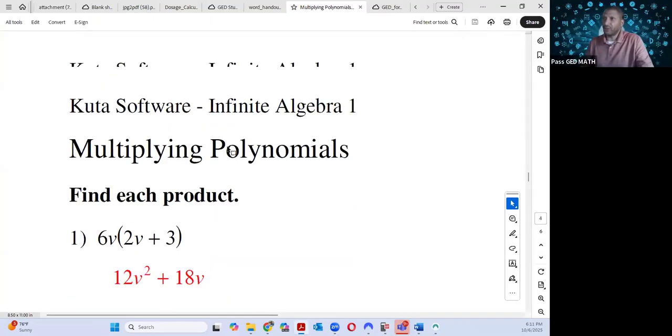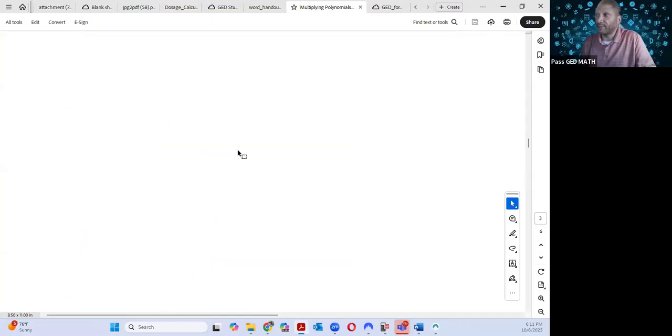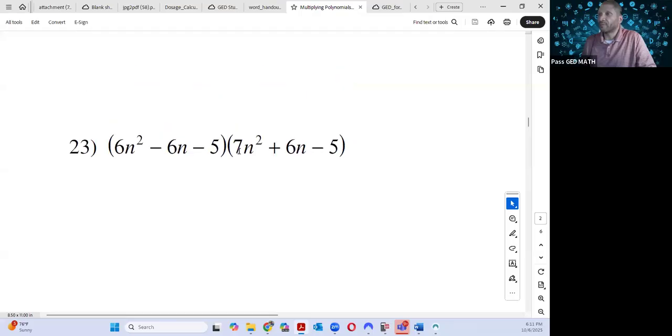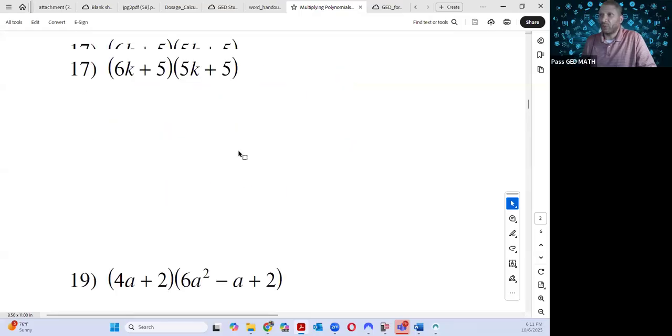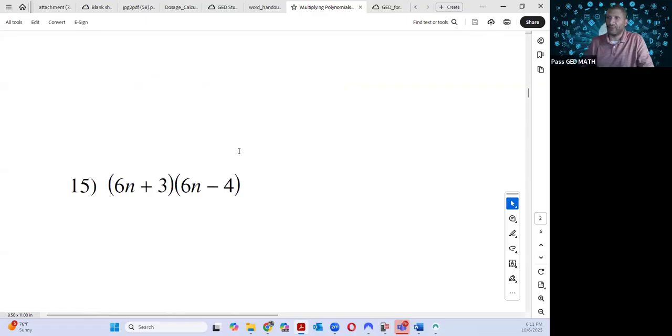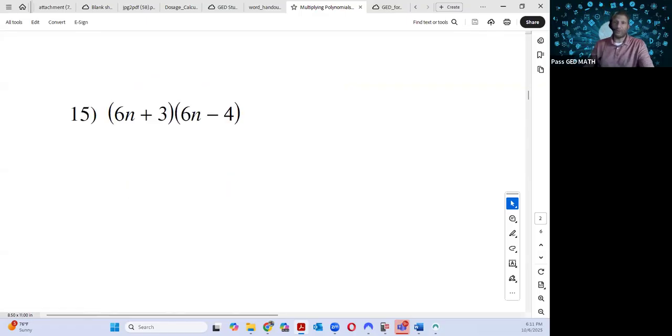So this is what you do. Let me show you multiplying binomials. Let me do number 15. First of all, what you should be doing is walking yourself through the steps. So right away, this is what you should be doing. 6n times 6n. Say it out loud. They're both positives.